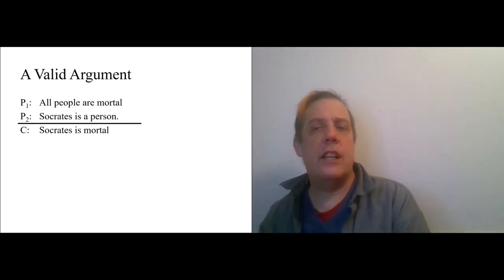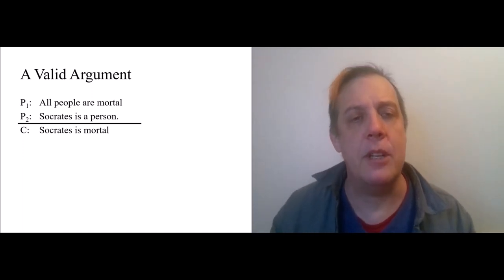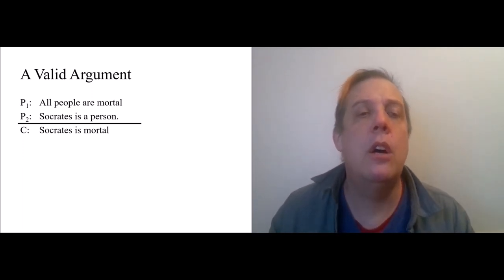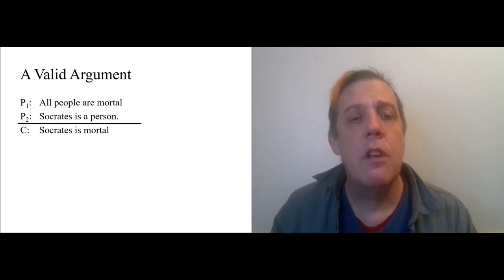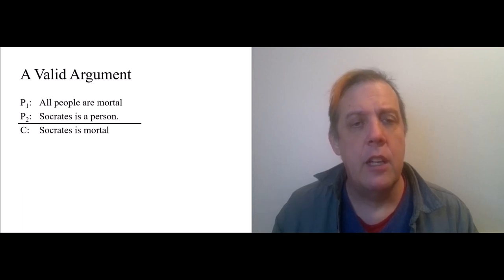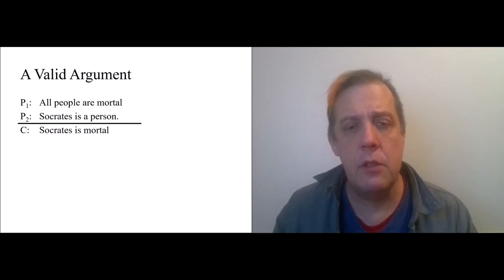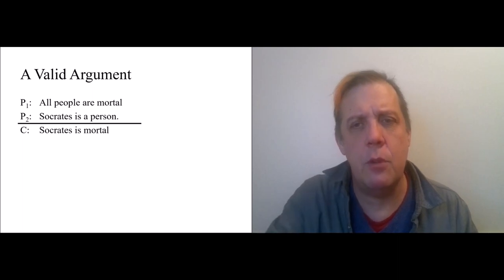So here is one of the standard examples of a valid argument. All people are mortal. Socrates is a person. Therefore, Socrates is mortal. Right? If those two premises are true, there is no way for the conclusion to be false. Also, it's sound because we know those two premises are true.